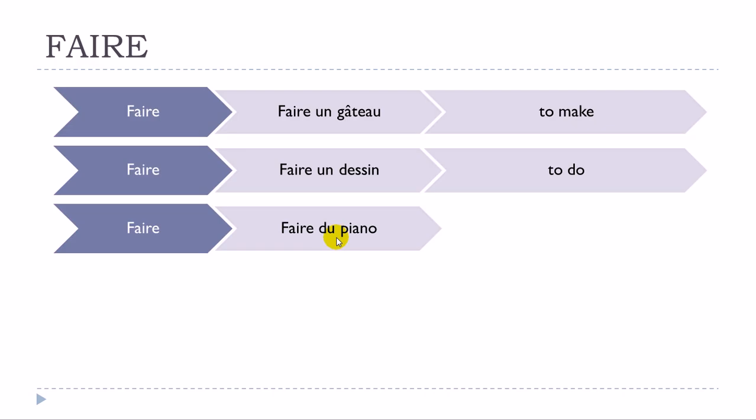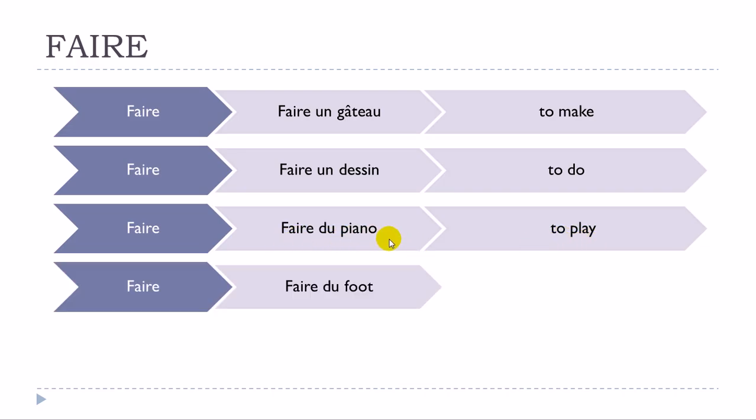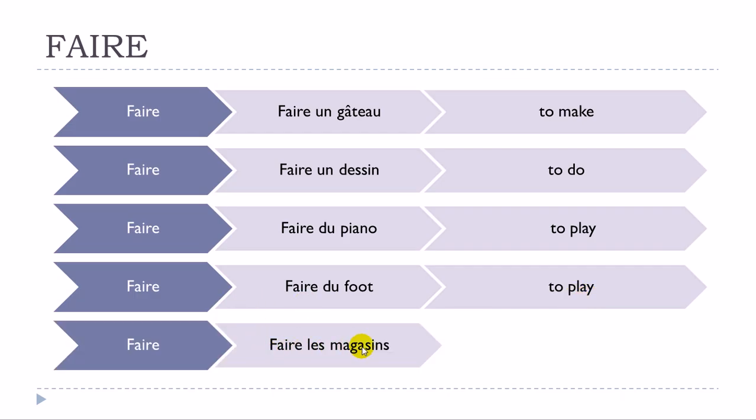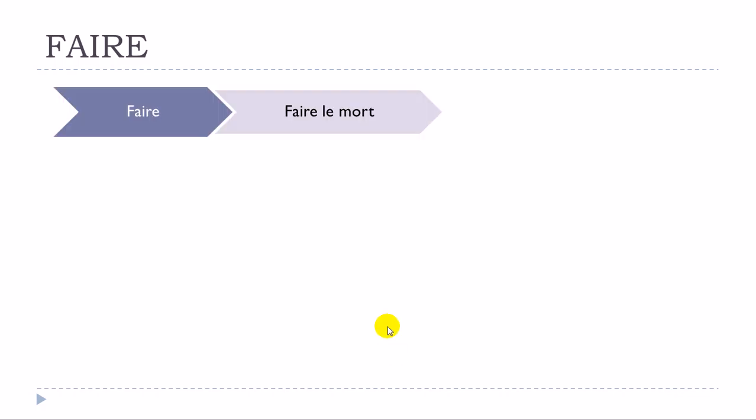For instance, faire du piano, okay? And in that case, clearly you would translate it with to play, okay? Faire du piano. Then it could be as well faire du football, basket, whatever. So we're talking here about sport activity, and in that case it will also be to play. Okay, faire les magasins. Okay, magasins. We're talking about boutiques, so shops. And in that case, it would be to go shopping. Okay, so faire un gâteau, faire un dessin, faire du piano, faire du foot, faire les magasins, okay? Let's see some other uses.